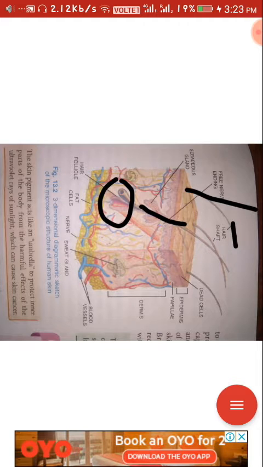The other comes the nails. The only thing you need to know about the nails is that nail has 3 parts: plate, bed, and matrix. Matrix is the region where the growth of the nail cells takes place. The other is the sebaceous gland. Now you notice that people have pimples, acne, and blackheads. That is all because of sebaceous gland.